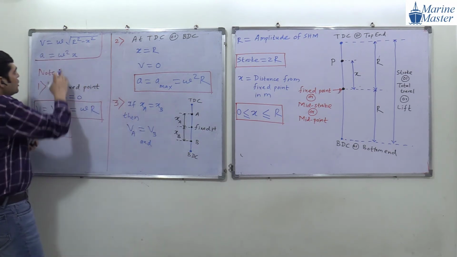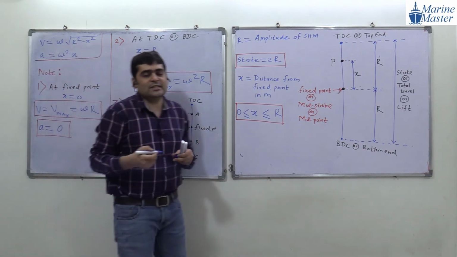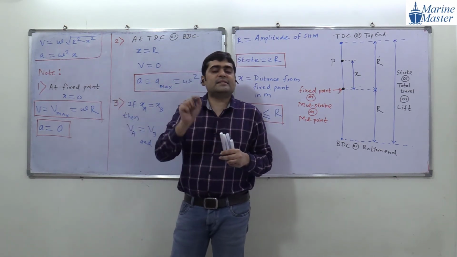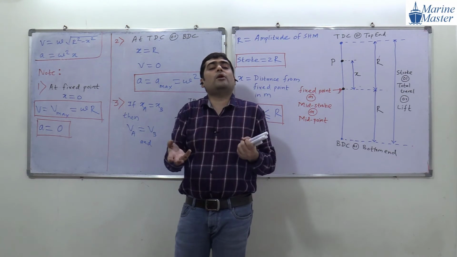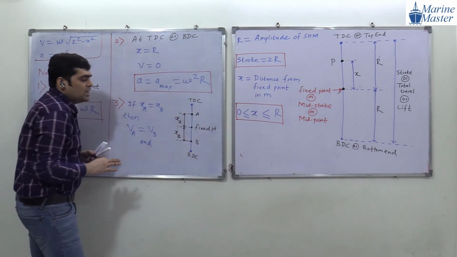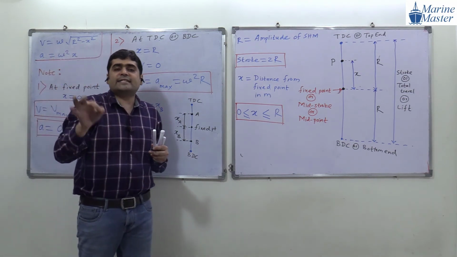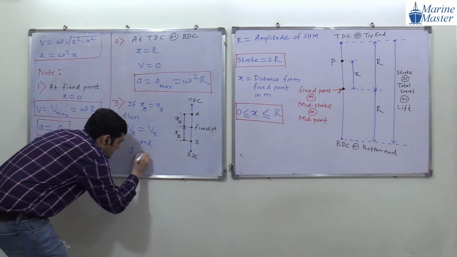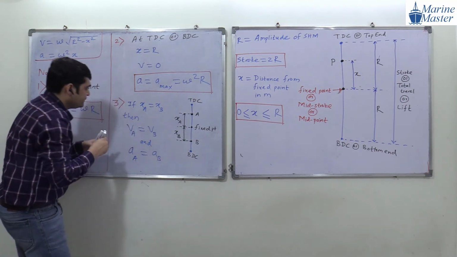And acceleration also depends on what? Acceleration also depends on x, because omega is constant here. So if the value of x is the same for both points, then by default the acceleration will also be the same. So between point A and point B, velocity is the same and acceleration is also the same. So acceleration of point A is equal to acceleration of point B.